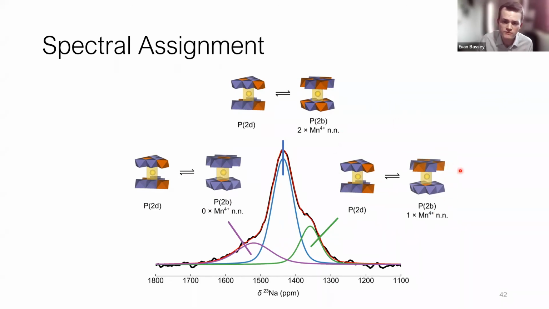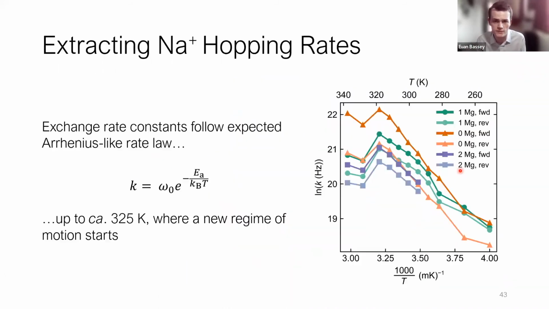And we can go even further, because, as I mentioned a second ago, you can extract the sodium ion hopping rates. You can extract the rate at which sodium is hopping on the NMR timescale, and plot it in an Arrhenius type of way. You can see it's basically a straight line all the way up until about 320 Kelvin, and then you see a sudden drop in all of the rates, and then it comes back again, which indicates some sort of new regime of motion.